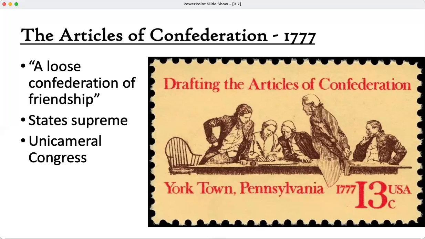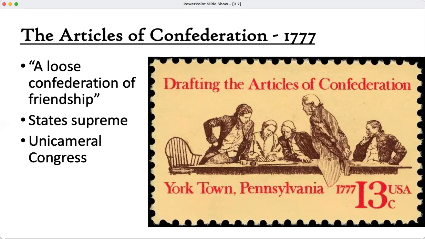Its tasks are to pass treaties, to raise an army and a post office. But how do you pay for the army and the post office if you can't pass taxes? Essentially, you can just ask the states really nicely, can you please give us some money? Like, Virginia, do you want to just give us some money? And of course, the states are like, no, I don't want to give you money.